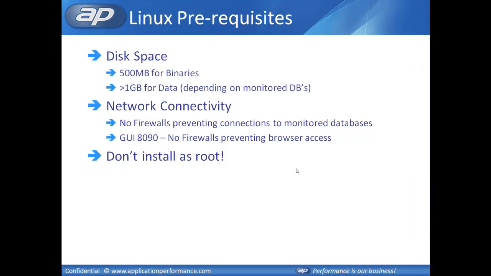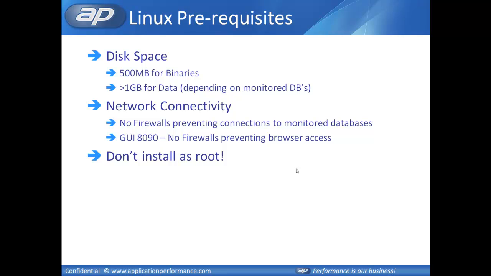The installation prerequisites for Linux are really straightforward. In terms of disk space, you'll need approximately half a gigabyte for the binaries, and depending on how many databases you're monitoring and how busy those databases are, you'll probably need about 1 gigabyte to store all of the historical data.